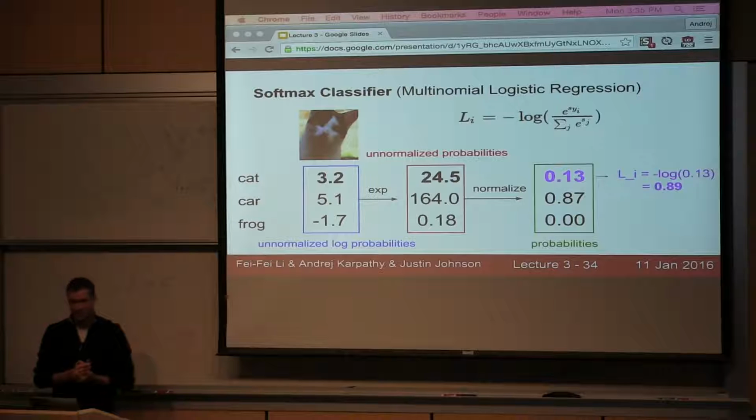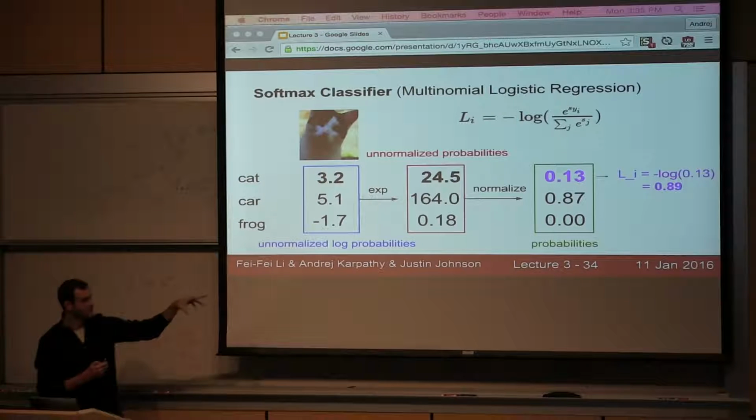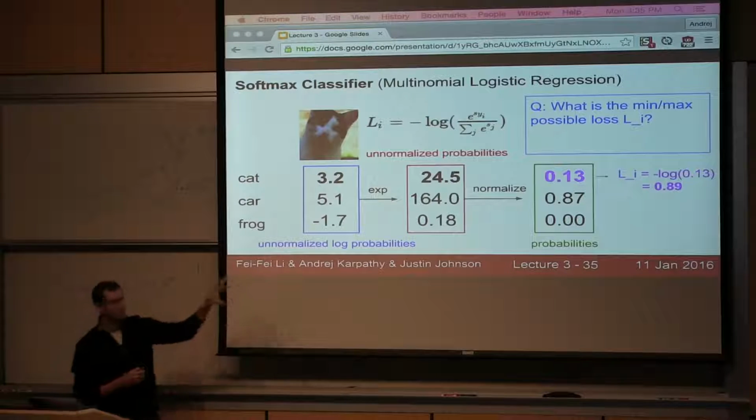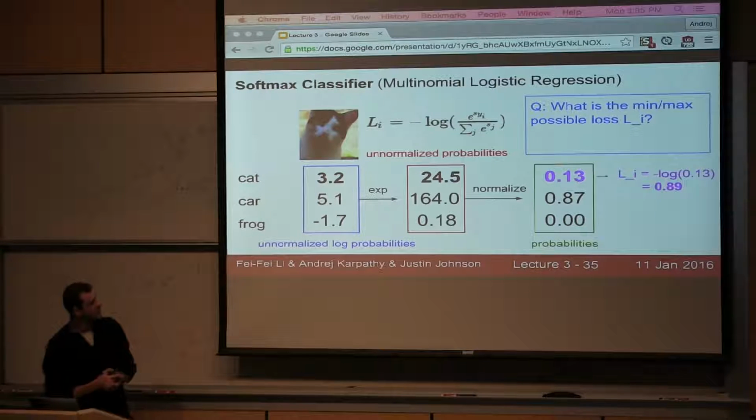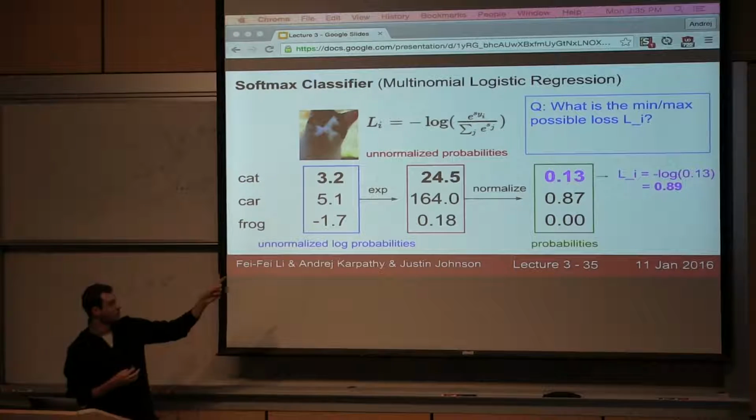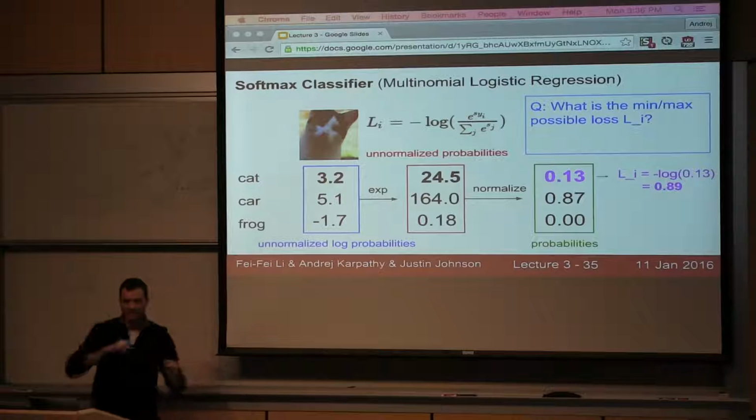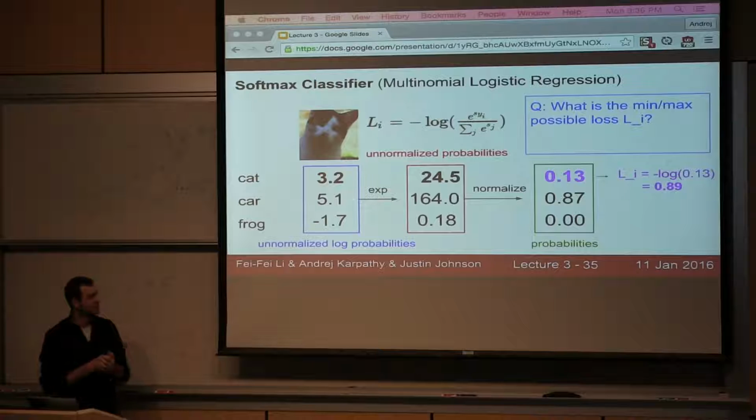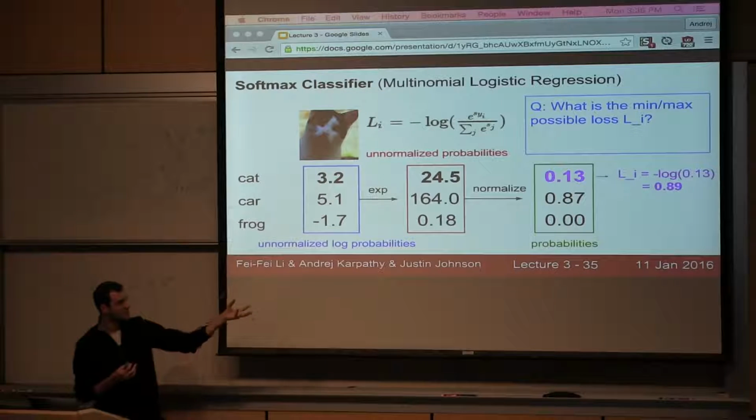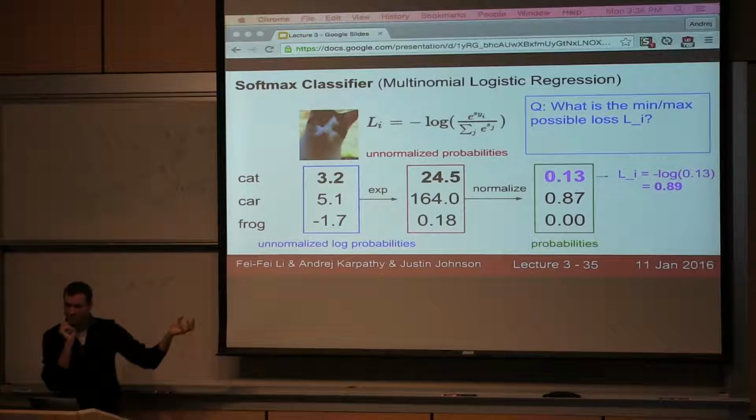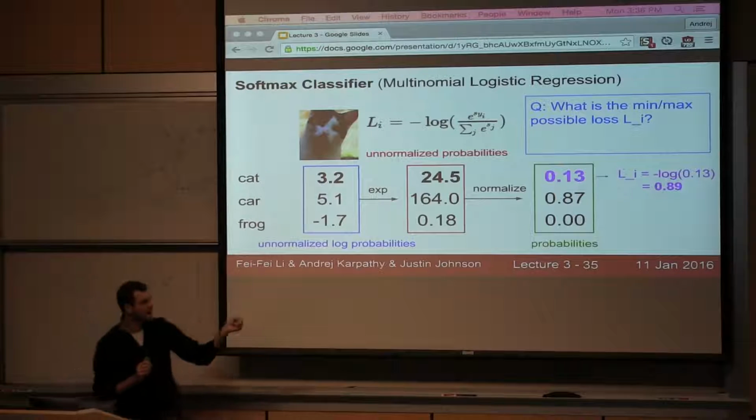Okay. Let's go over some questions now related to this, to try to interpret exactly how this works. First, what is the min and the max possible loss with this loss function? What is the smallest value and the highest value? I'll give you a chance to think about this. What is the smallest value that we can achieve? 0. And how would that happen?